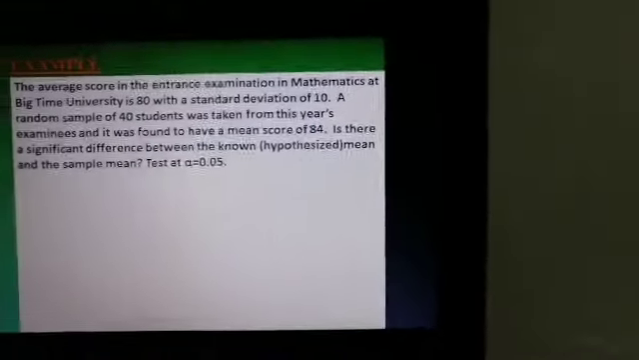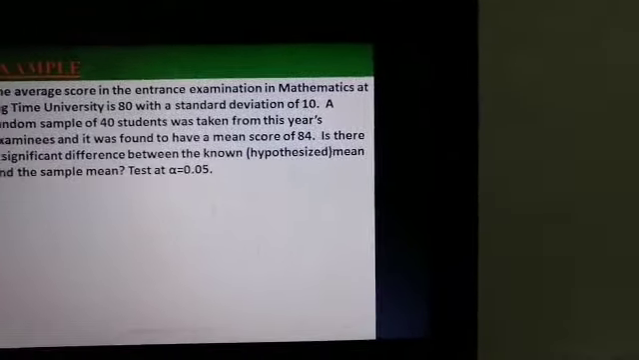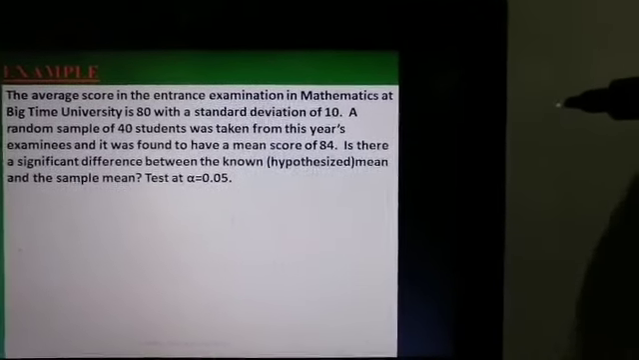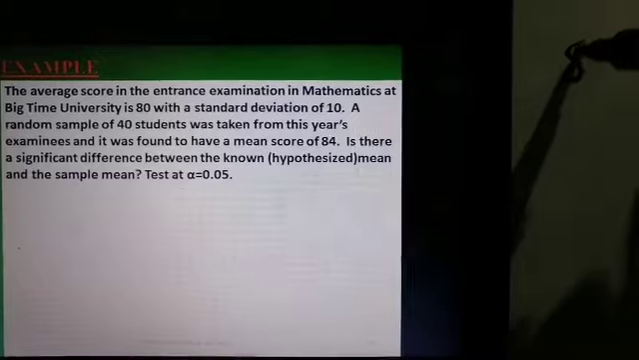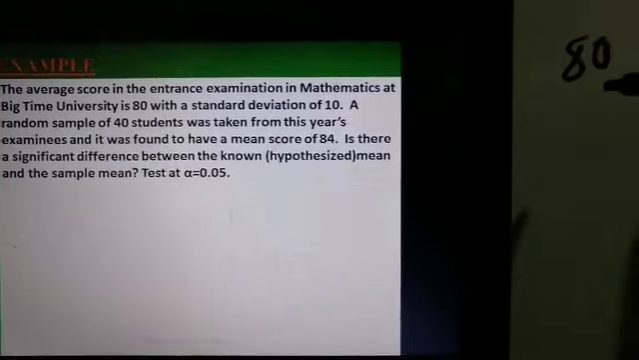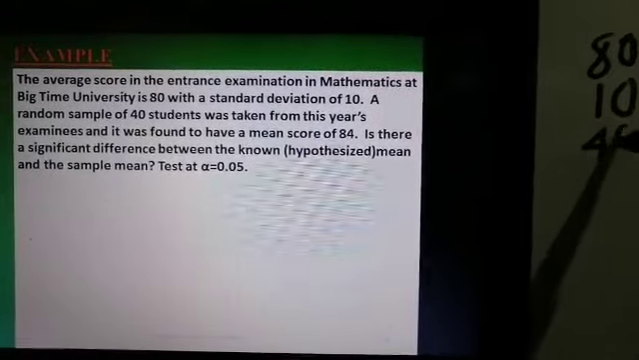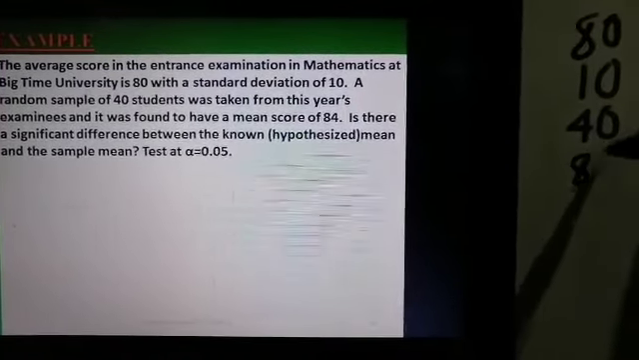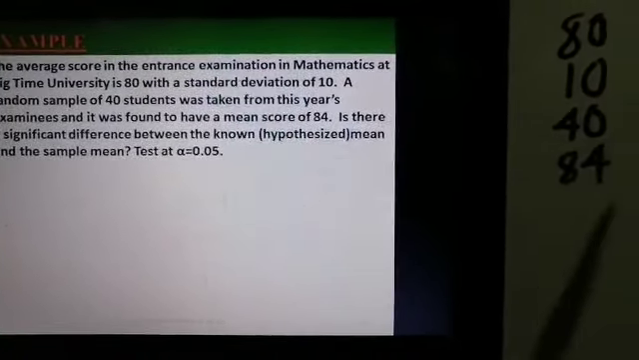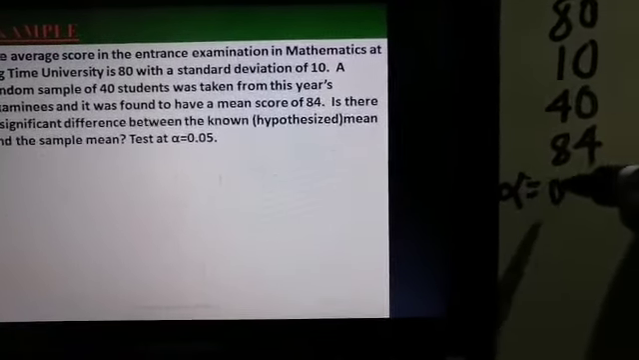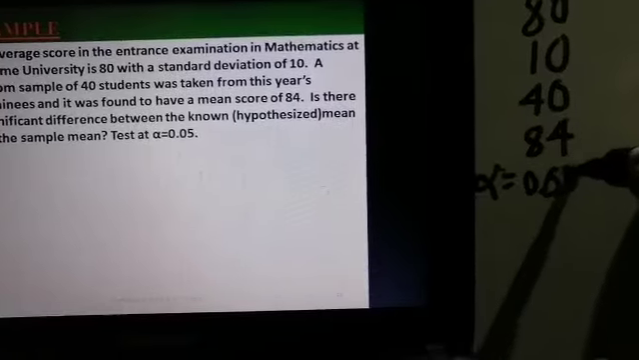So what are the values that you see in our problem? I'll be writing on the right side. We have there 80. What else? 10, 40, 84, and obviously alpha is 0.05.